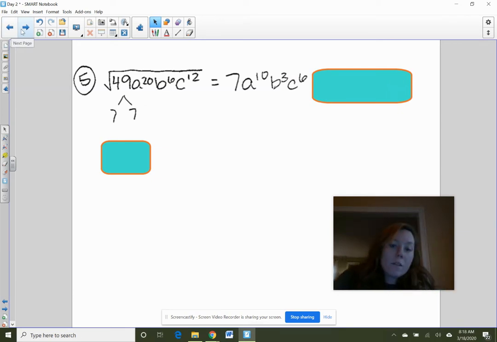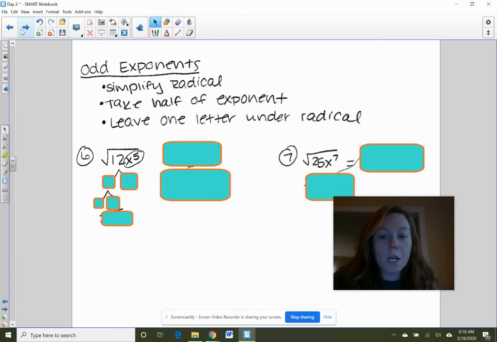Now, obviously, it's going to get a little bit trickier with odd exponents, but it's really not that bad.